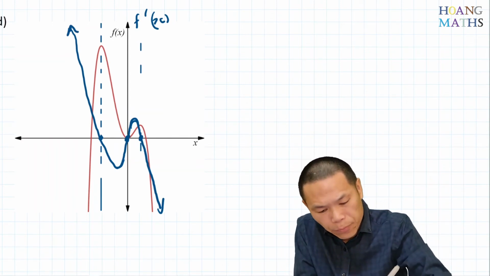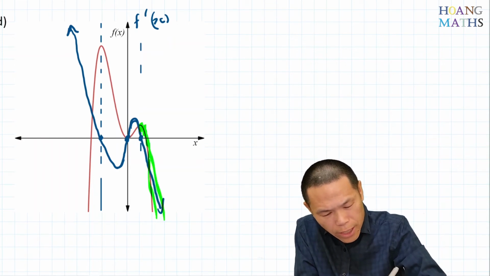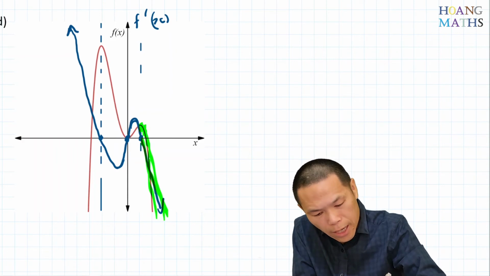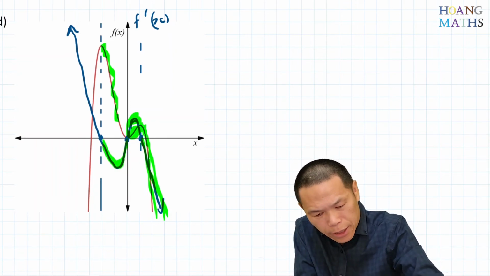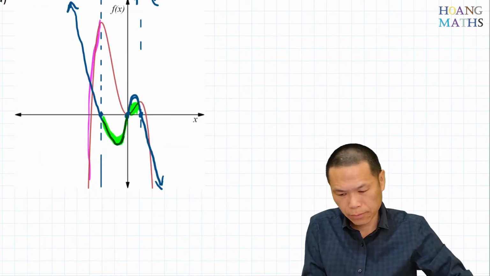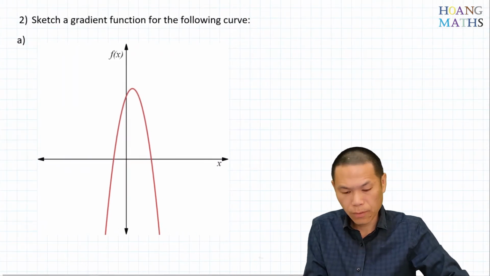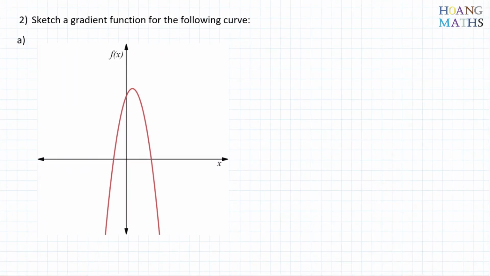Then you can see the gradient of this is negative. So from this onward, right? So this is 0. And this part is positive gradient. And this part here is negative gradient. We have this. And this part here is positive gradient. So we have positive gradient here. There you go. Please pause the video and try it yourself.